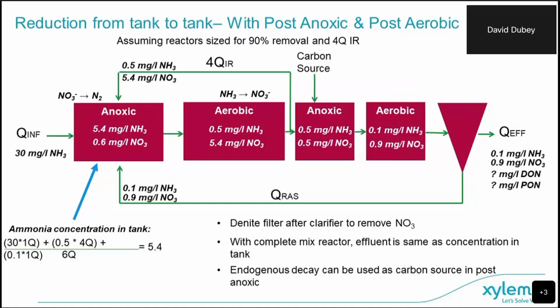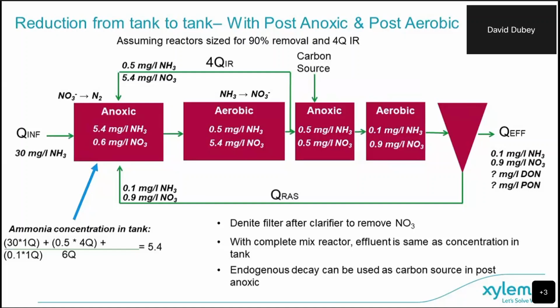And if we get 90% removal in this tank, we'll get it down to somewhere around 0.6 milligrams per liter of nitrate. Then when we get to the aerobic reactor, we're going to consume all of the ammonia, assuming 90%, that gets us down to 0.5. And because there's no denitrification happening in this reactor, all of the ammonia converted or broken down will be converted to nitrate. So of this 5.4 ammonia that was in here and the 0.6 of nitrates, we end up with 5.4 nitrates here.